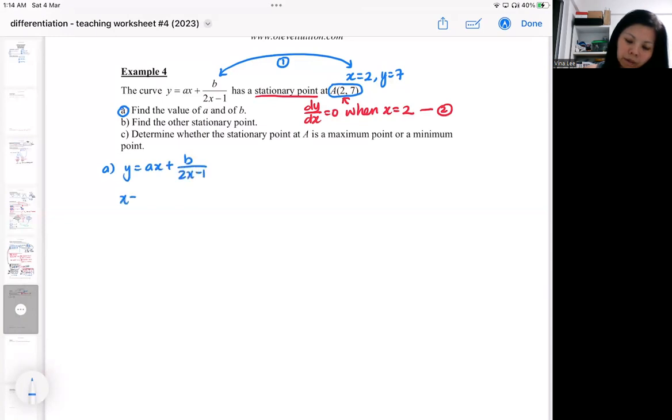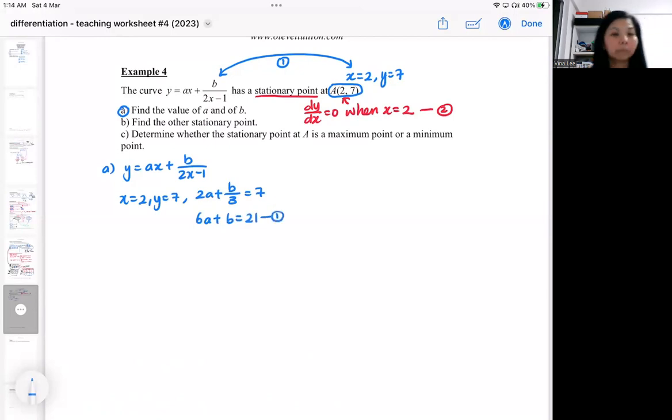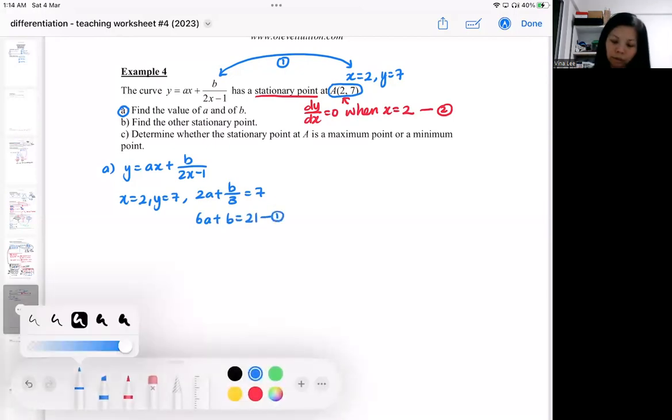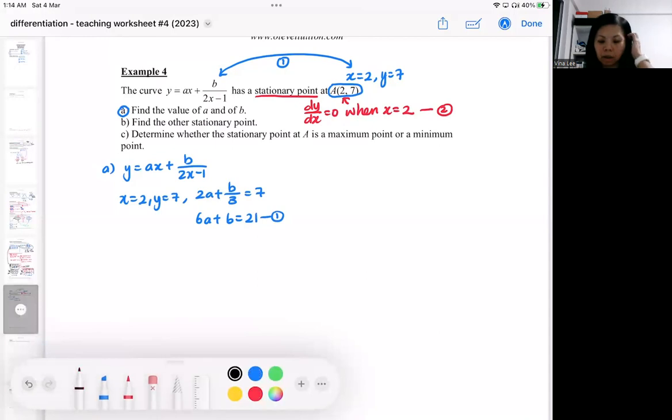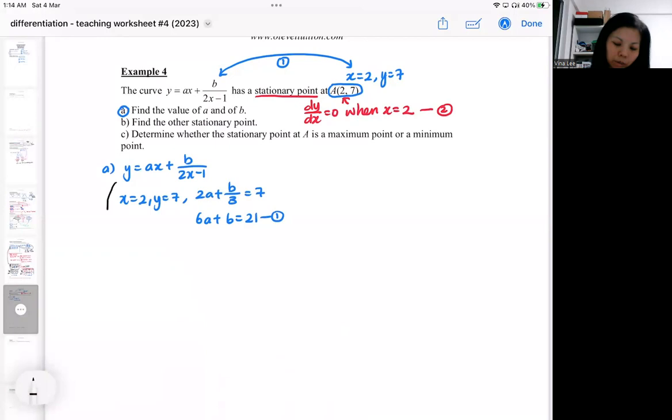So I will sub the coordinate inside. I will be getting something like this. Multiply by 3, you get one equation. So for getting the equation, of course, you get method mark. Now the second part, you need to apply dy/dx. But in the first place, you realize you didn't even have your dy/dx.